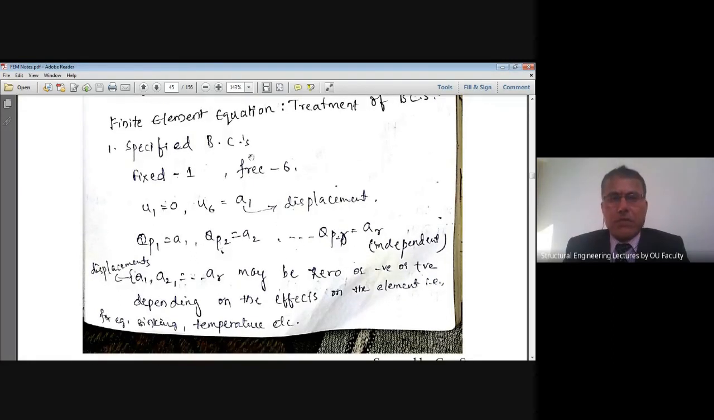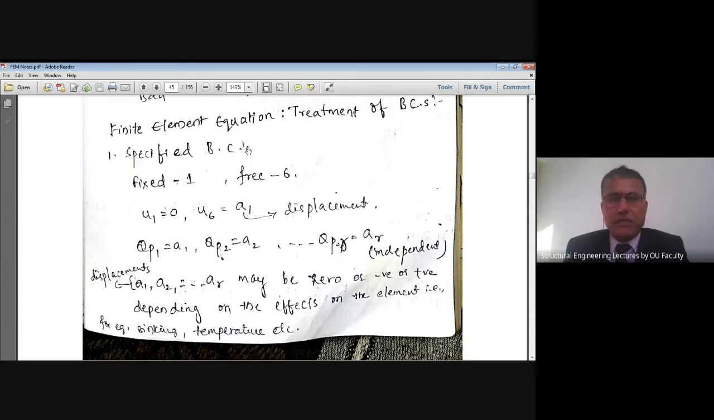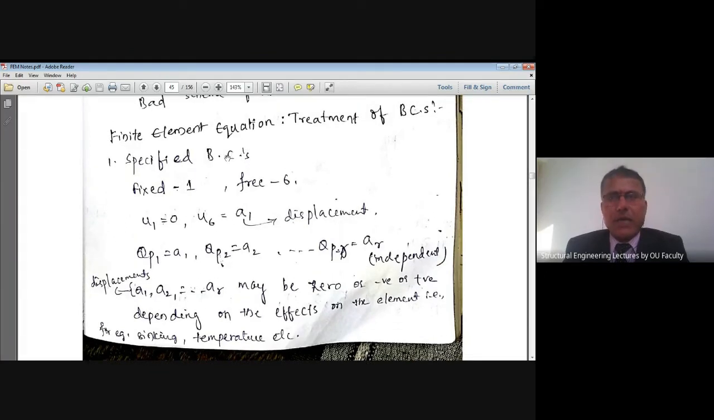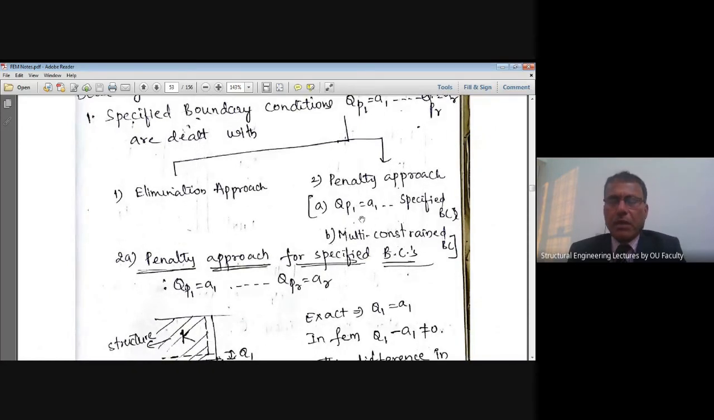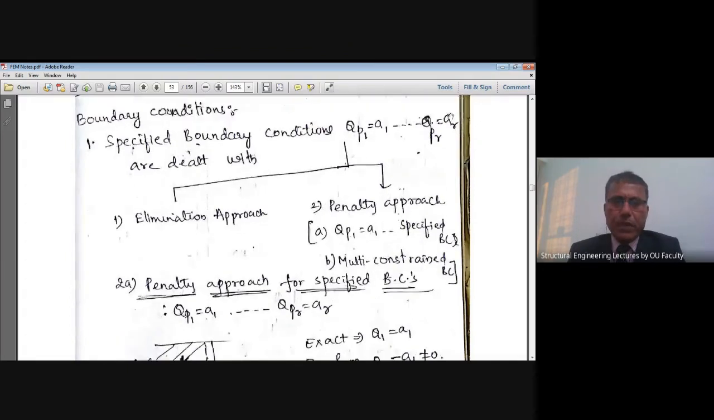This is how, students, the boundaries need to be taken care of in the equilibrium. Therefore, there is what is called treatment of boundary conditions. The specified boundary conditions, QP1 equal to A1 up to QPR equal to AR, can also be dealt with by the second approach, which is the penalty approach. Within the penalty approach, we can treat two types of boundary conditions, students. One, the specified boundary conditions, as we have seen here, QP1 equal to A1 up to QPR equal to AR.